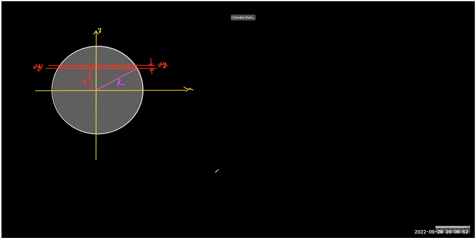Two into root of r square minus y square. Very good. Excellent. R is bigger, no? If you apply the Pythagoras theorem, what will you get? This will be under root of r square minus y square. So the length of the rectangle is twice of this value. Yes or no, guys? So we can say dA equals to how much?